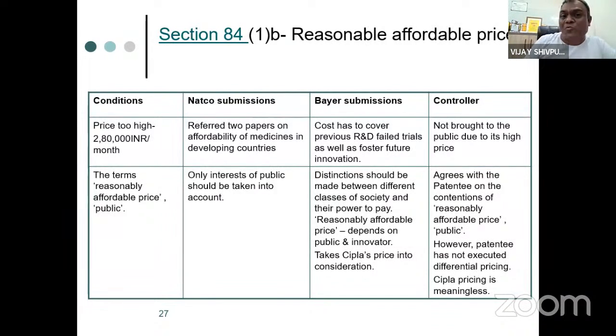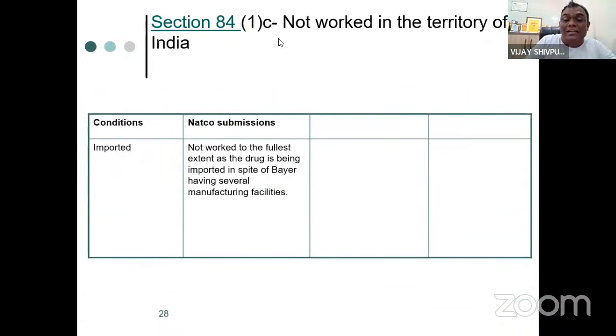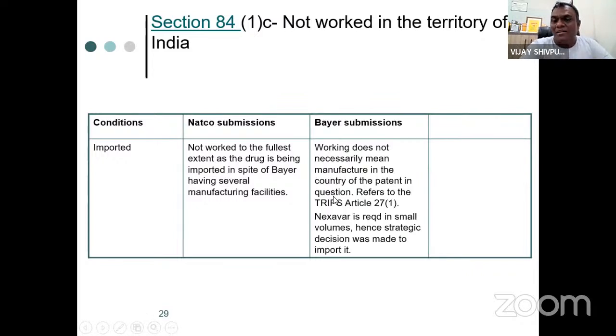Third clause, section 84(1)(c), that the invention is not worked within the territory of India. NATCO submitted that they have a lot of manufacturing capabilities and facilities in India. Still, they are importing it. Now, what Bayer submitted: working does not necessarily mean manufacturing in the country.